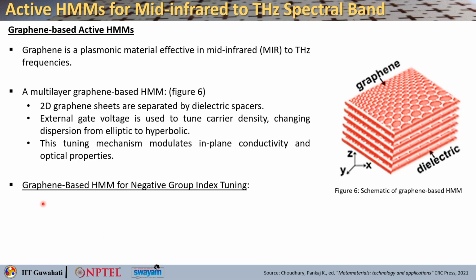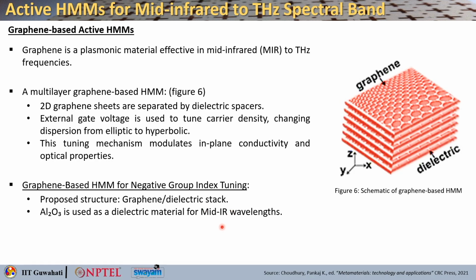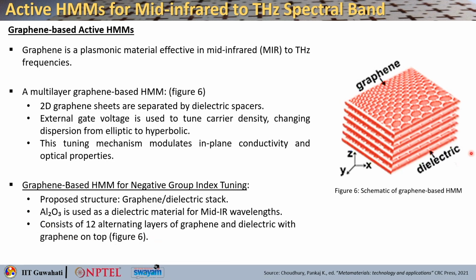This tuning mechanism modulates the in-plane conductivity, and hence there will be a different optical behavior. You can use graphene based HMMs for negative group index tuning. You can see the proposed structure shown here, which is a graphene dielectric multi-layer stack. For mid-infrared wavelength operation, you can choose alumina, or Al2O3, as the dielectric material. The structure considered here has 12 alternating layers of graphene and dielectric with graphene on the top.